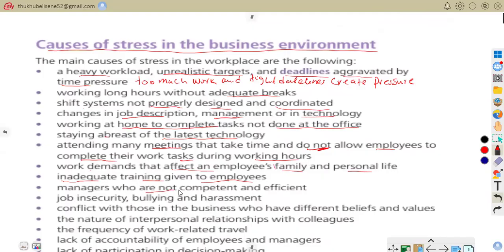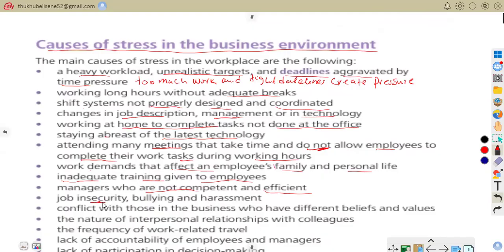Managers who are not competent and efficient. So we are talking about inefficient managers. Poor leadership creates confusion and stress. It means if managers are not competent enough to lead, that is going to create confusion for subordinates, for employees, and the work is not going to be efficient. Hope you're together, good people.